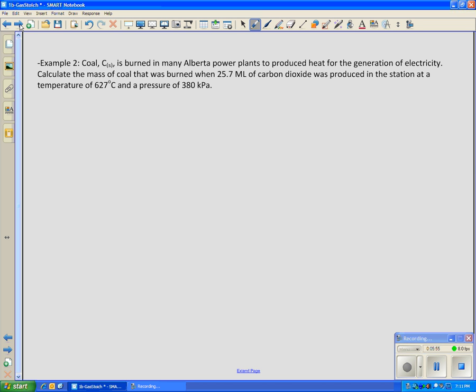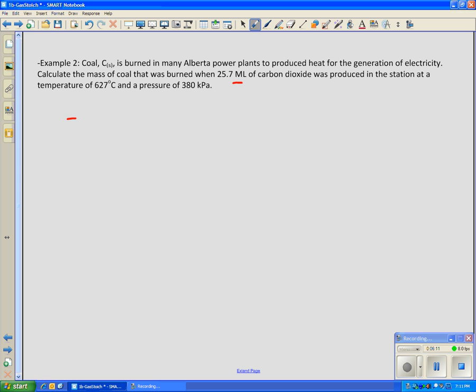The megaliters that we have on the volume of carbon dioxide doesn't have to throw us off here or make any problems. We're just going to carry through that prefix, the capital M, as mega in the calculations, and I'll show you that as we go through.